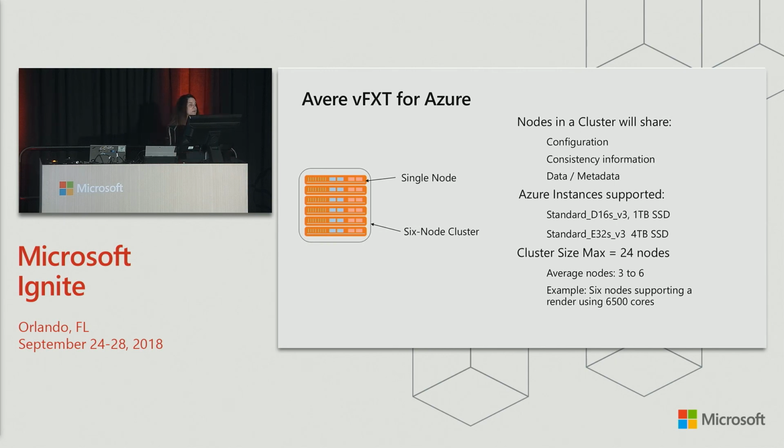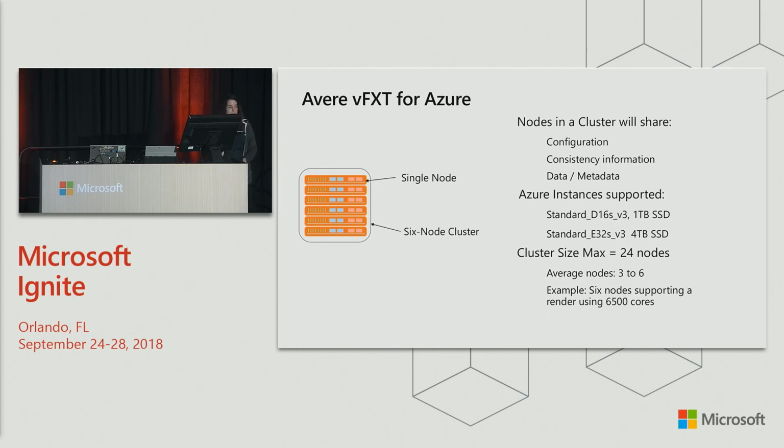We support 2 instances now, 2 SKUs within Azure. Those are largely based on availability within regions, so we're always looking at that, and we're looking at cache size. Those will change over time depending on what the compute team in Azure is offering up. Our average customer runs about 3 to 6 nodes, and for an example, you can see that we have folks running 6,500 cores with just 6 virtual nodes in Azure.